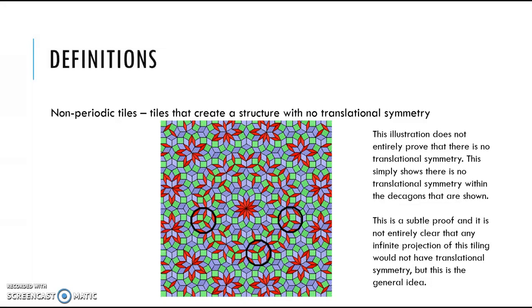So this is a general idea. Like I said, just go with me on this one. Again, this in and of itself is not a proof that there is no translational symmetry in this whole pattern. I just showed that there's no translational symmetry in the decagons, in that circle, but you get the idea.